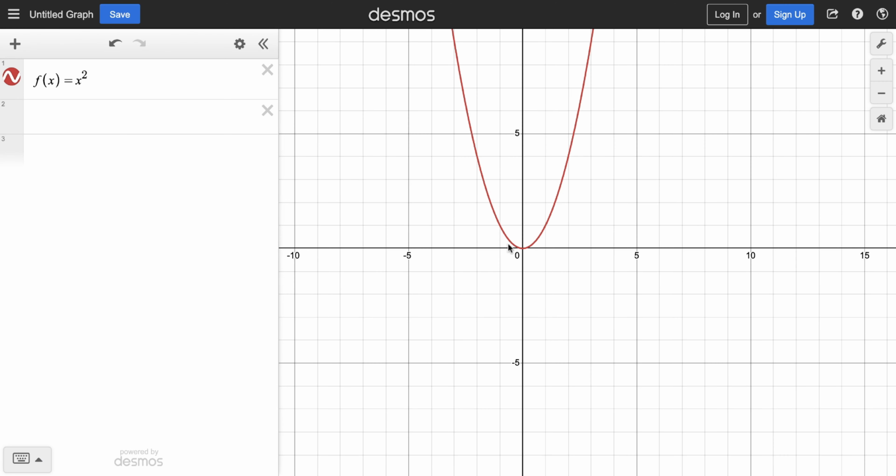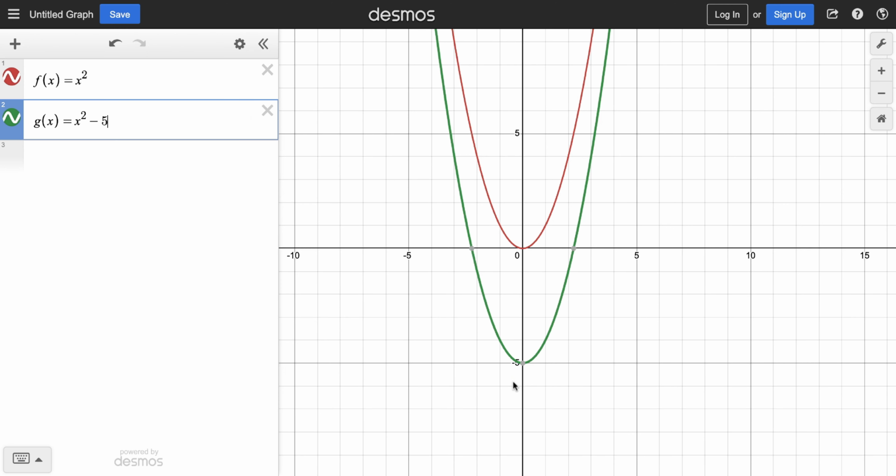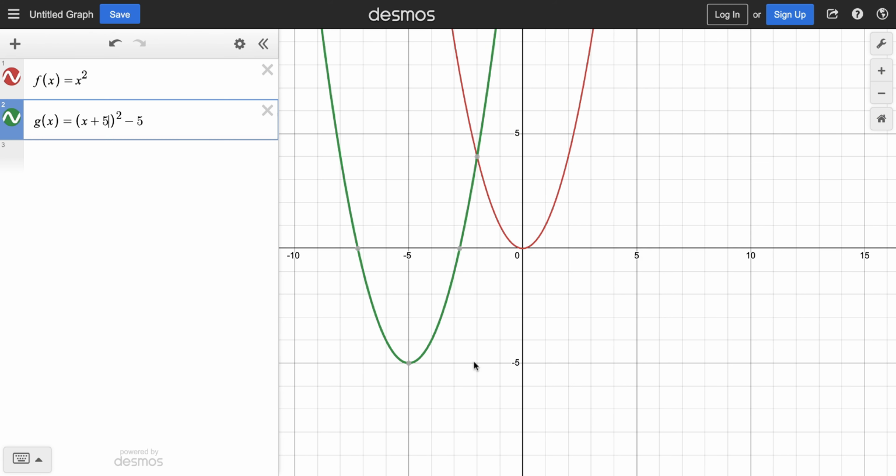If I wanted to make this function move 5 units to the left and 5 units down, how do I do this? Well, we know that subtracting on the outside of the function moves it down. In this case, I wanted to move it down by 5 units, so this would just be x squared minus 5. And now I would add to the inside of the function to move it to the left.